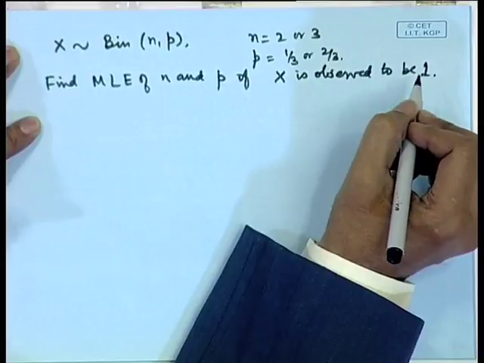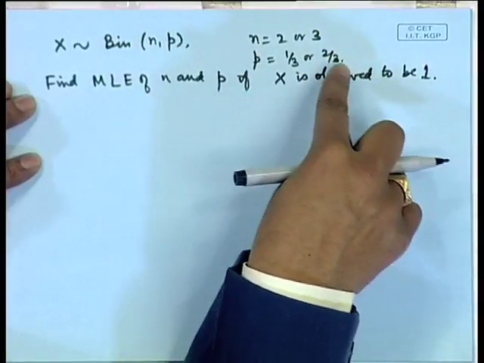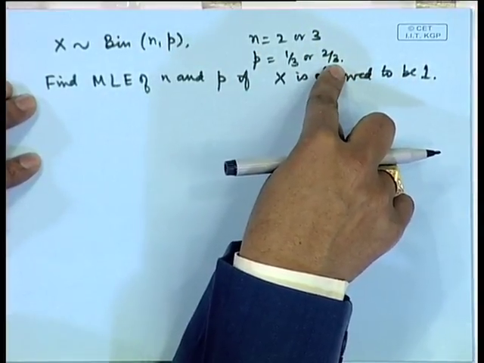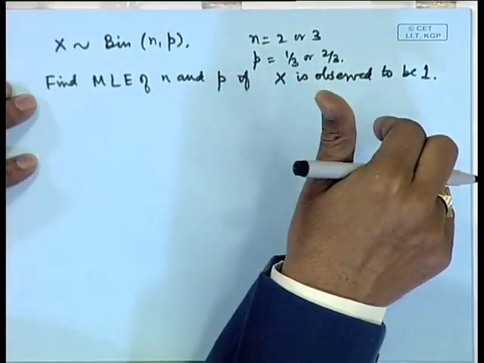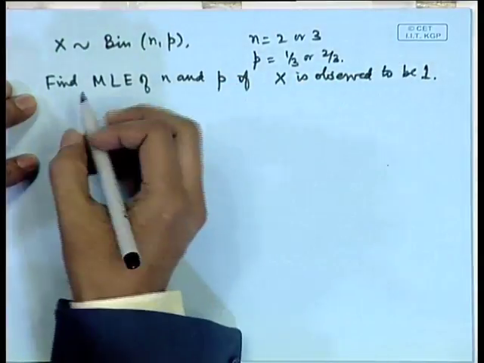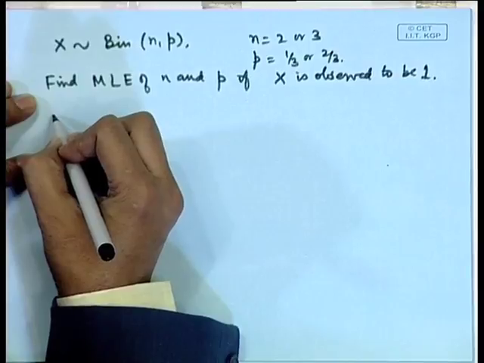Now, this is the situation where we actually write down the values of the likelihood function at each of these parameter values, that is n equal to 2, p equal to 1/3, n equal to 2, p equal to 2/3, etcetera, and then see which one is the largest. So, let us write down the likelihood function here.